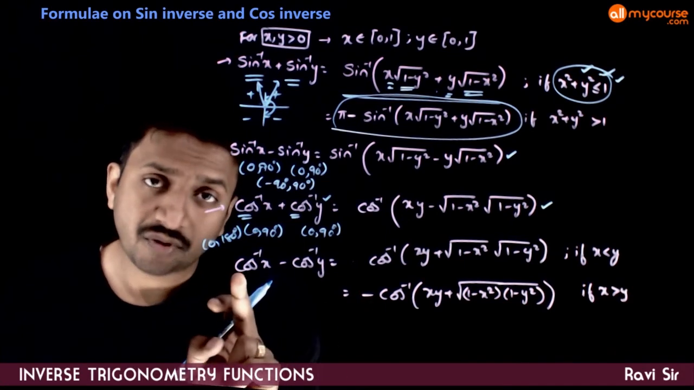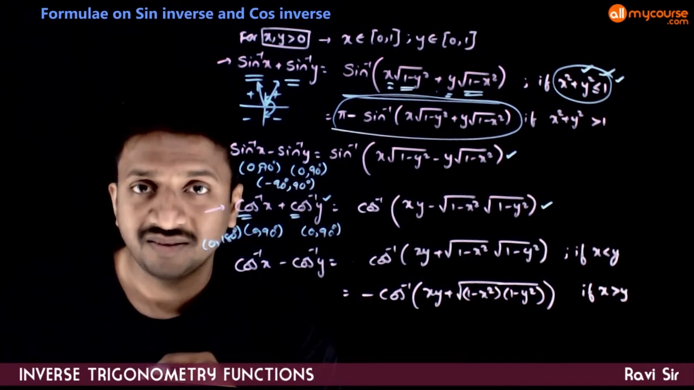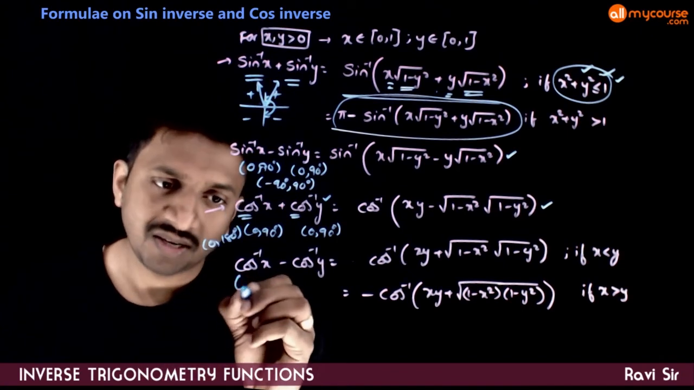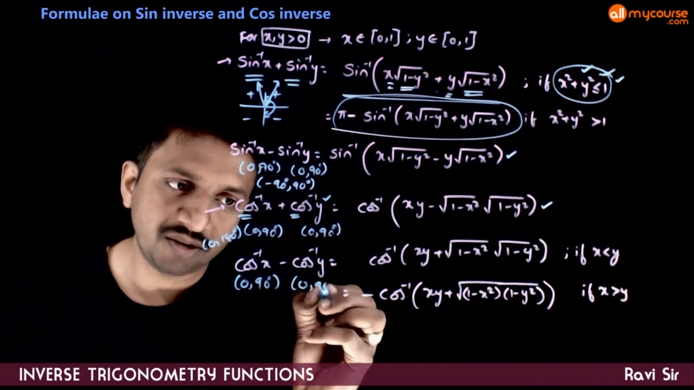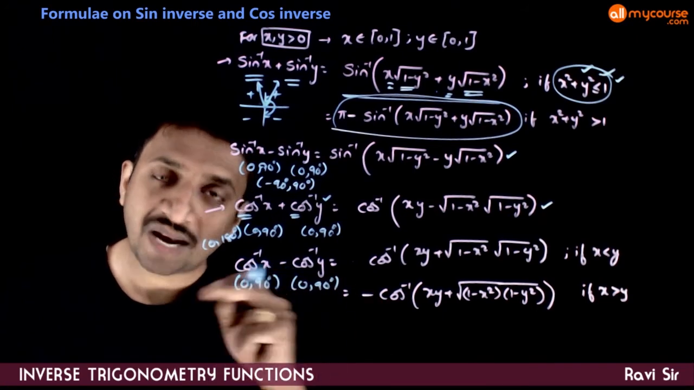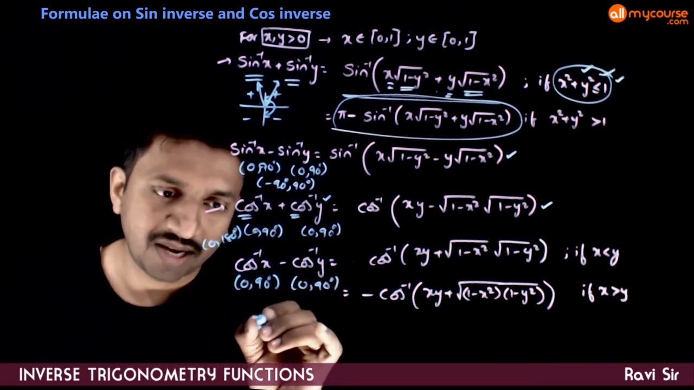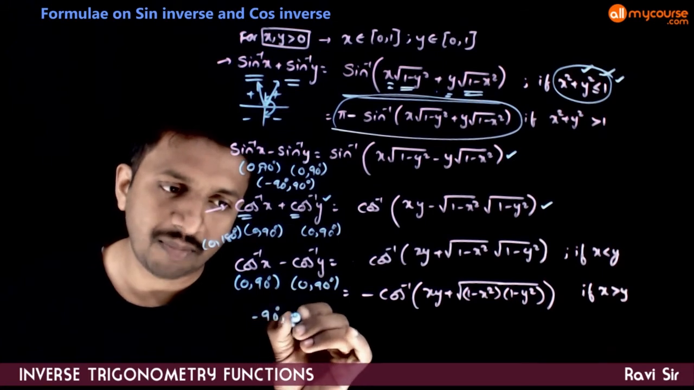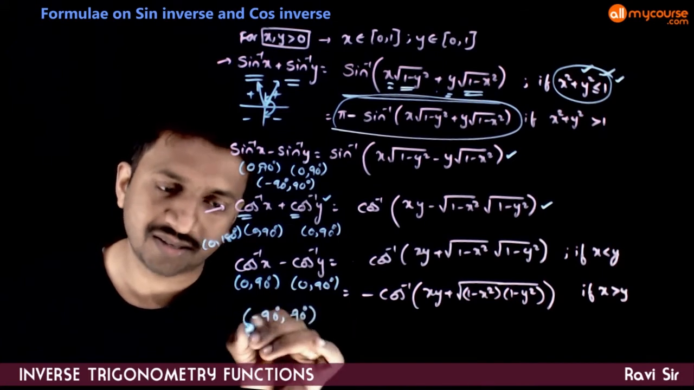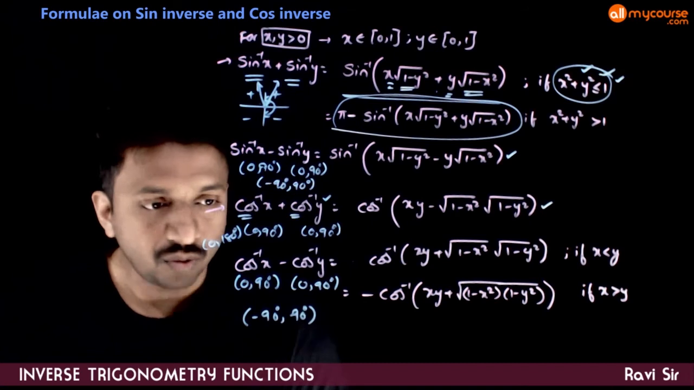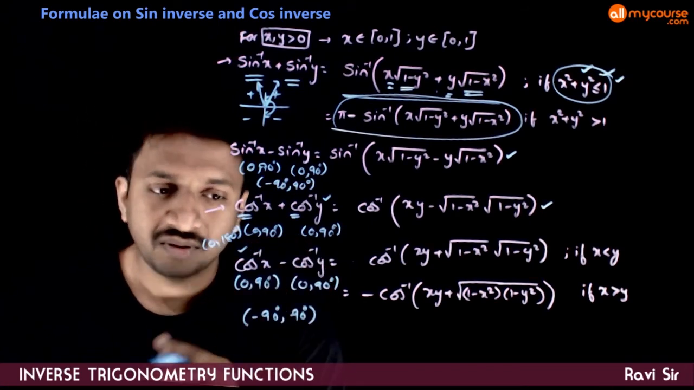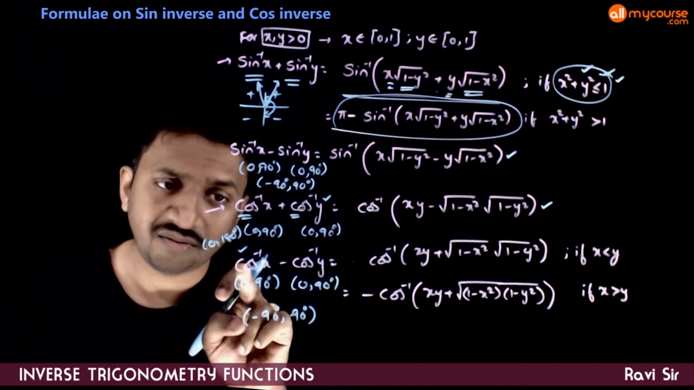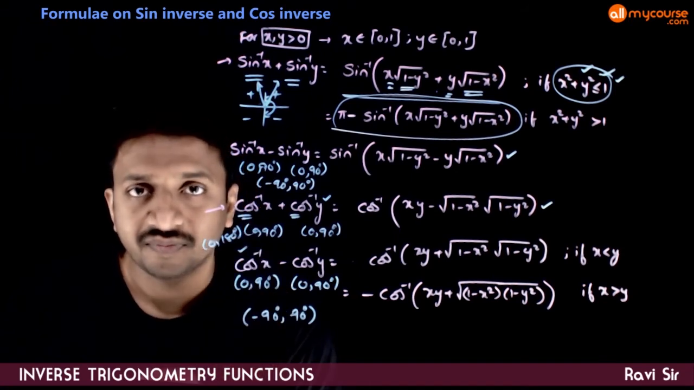Next, if you have cos inverse x minus cos inverse y, this becomes tricky because this is in between 0 and 90 degrees. This is also in between 0 and 90 degrees. You subtract one from the other. You can get any angle in between minus 90 degrees and plus 90 degrees. So when will you get a positive angle? If the first number is more. When will you get a negative angle? The first number is less.